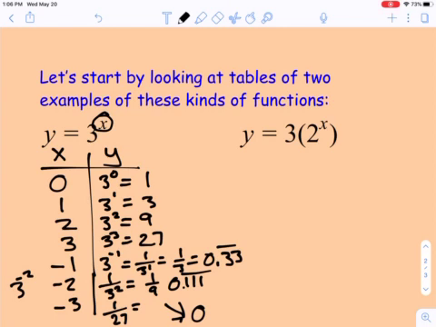All right, so this is kind of like your basic exponential function. Let's look at this next thing over here just to see what happens if you do have a coefficient acting on it.